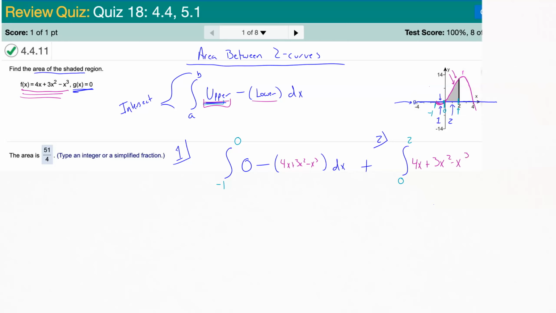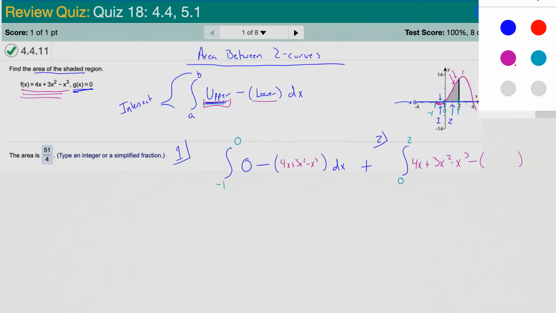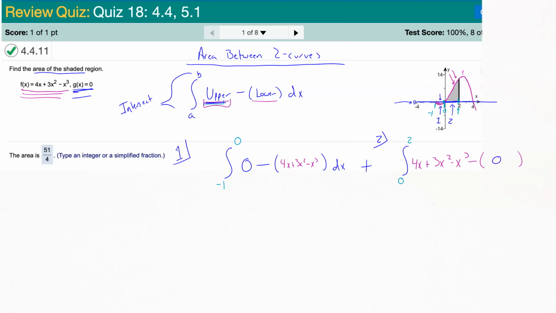And then we're going to subtract off of that our lower equation, which in this situation is our blue line right there, which is our g of x graph, which is really just subtracting 0, and then dx. So now we have our two setups, and once we have our two setups in place, this is a pretty straightforward process here.